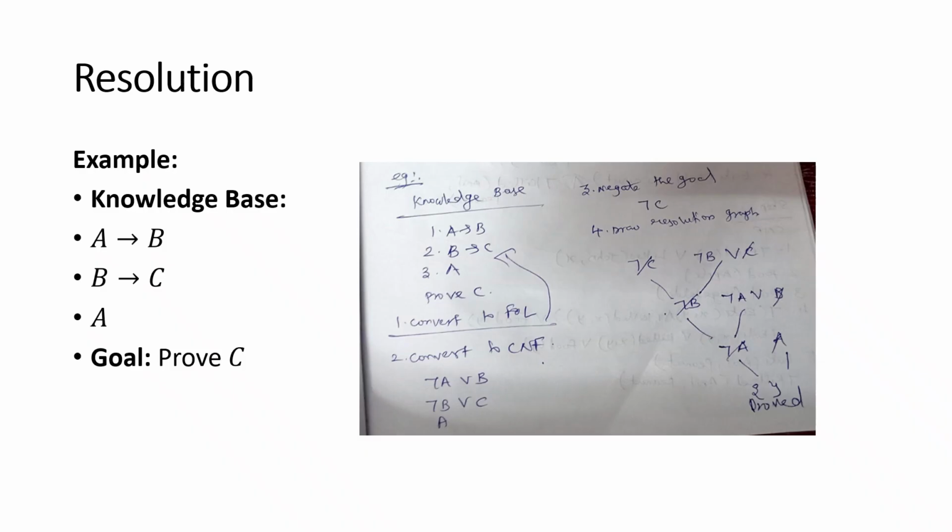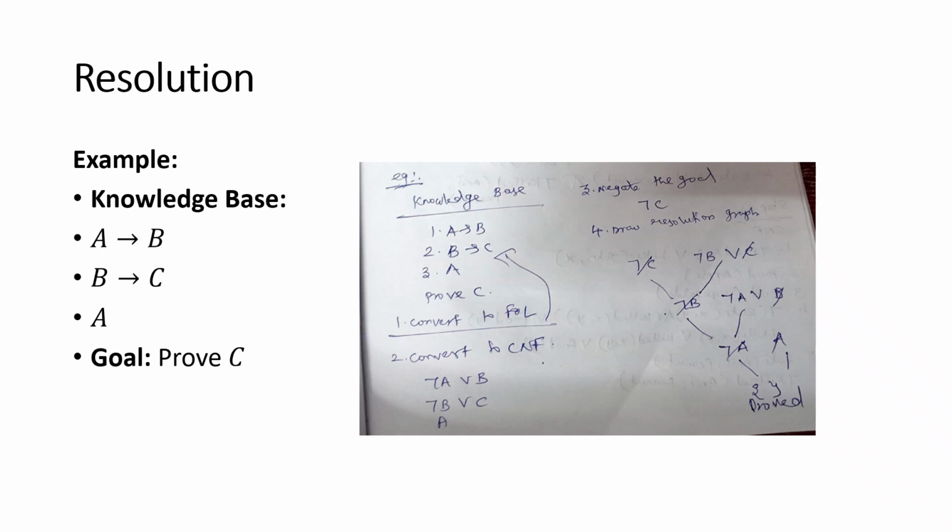Now we check where C is present in the statements after the conversion to CNF form. In the first statement we don't have C, and in the second statement we have C. So we write negation of B, OR C. Now we cancel the negation of C with C. Now we have only the negation of B, and we take the next step for the negation of B.